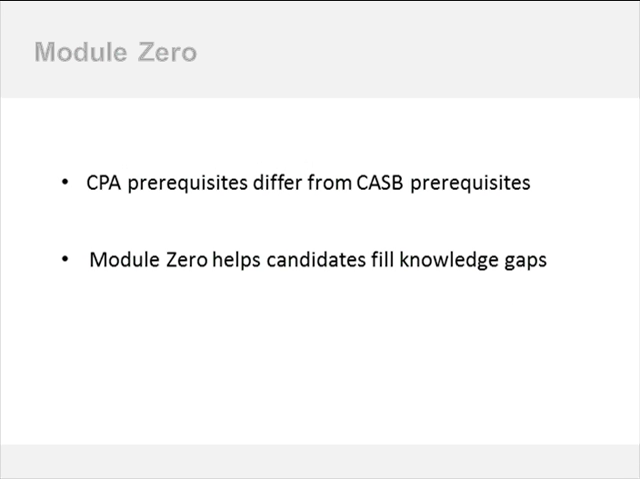So candidates who have recently enrolled in the CPA program would have completed CASB prerequisite courses, and those do differ from the specific subject area coverage that is required for entry into the CPA program. So essentially, the CPA entry requirements cover some additional competencies that are not covered by the CASB prerequisite courses. So Module 0 has been designed to help CPA program entrants who would have met CASB prerequisite course requirements fill those knowledge gaps before starting core Module 1.